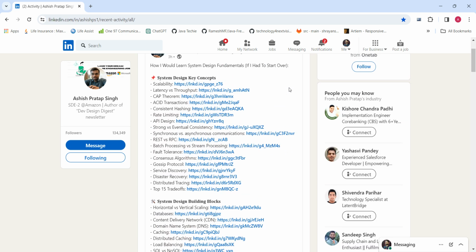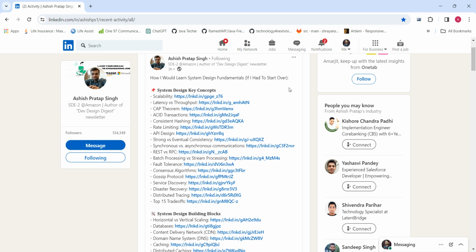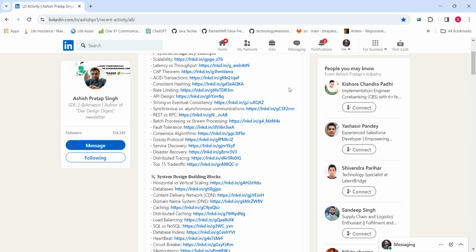If you see here, these are all the system design key concepts: scalability, latency, throughput, and then CAP theorem, ACID transactions, consistency, hashing, consistent hashing, rate limiting, API design, and then strong versus eventual consistency, asynchronous communication, and then REST, RPC, batch processing, fault tolerance, then consensus algorithm, gossip protocol, service discovery, disaster recovery, distributed tracing. So these trade-offs and all.